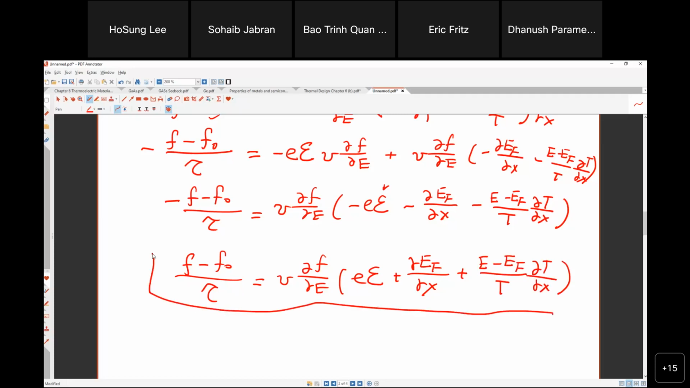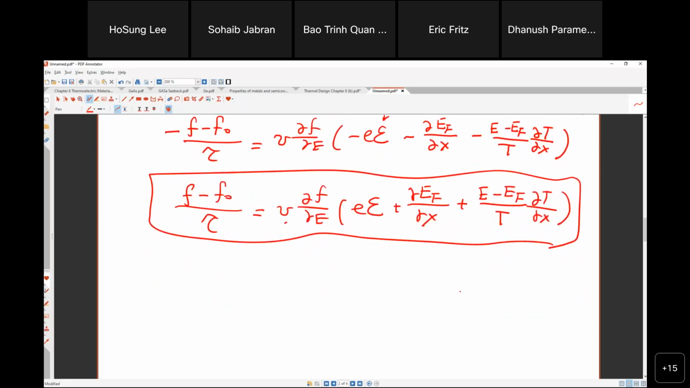This is so important, this relationship. We got it. It has to be related. Something scattering, disturbed, undisturbed between collision. That's related to the velocity of electron and distribution function with respect to energy. So again, this relationship is a Boltzmann equation.